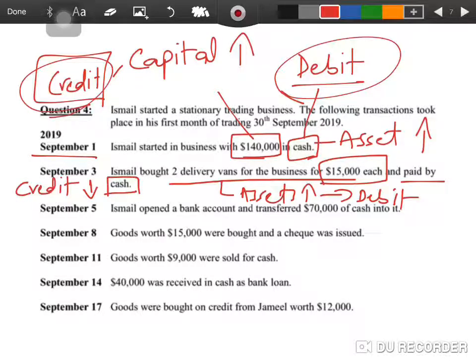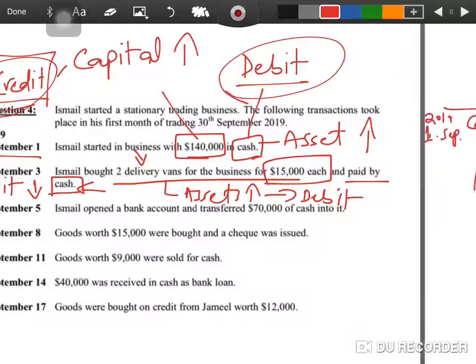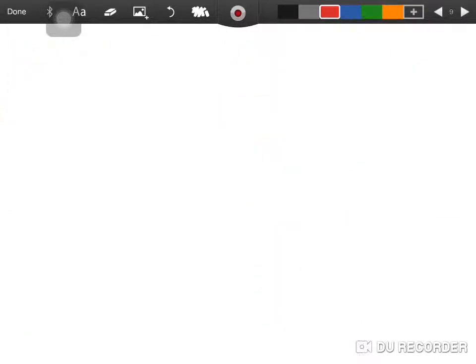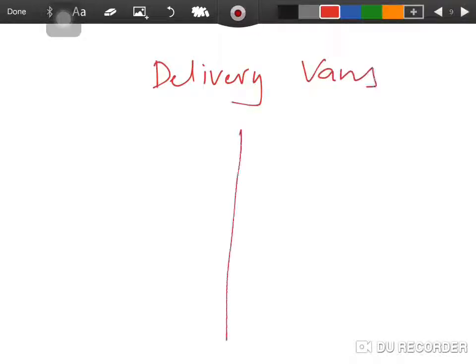Okay, so now we have identified that we have to prepare 2 T accounts. One is going to be for cash and the other one is going to be for delivery vans. Now we already have a T account named cash for this business, right? Here. So we are just going to prepare a T account for delivery vans in this case. And the amount of the delivery vans was 30,000. The date of this transaction was 3rd September.